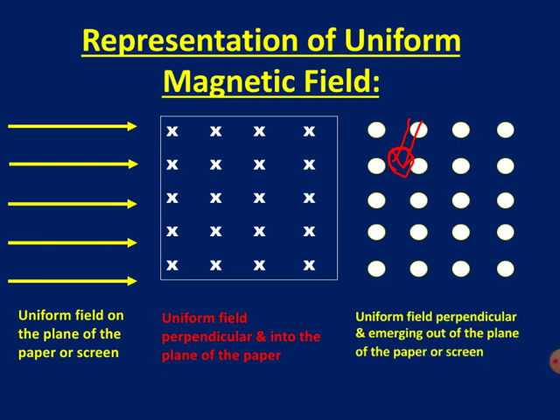Let's try to look at the current loop. The current loop acts just like a magnetic dipole, and we will try to learn how to find the formula for the magnetic dipole moment. So this is the current loop as a magnetic dipole.